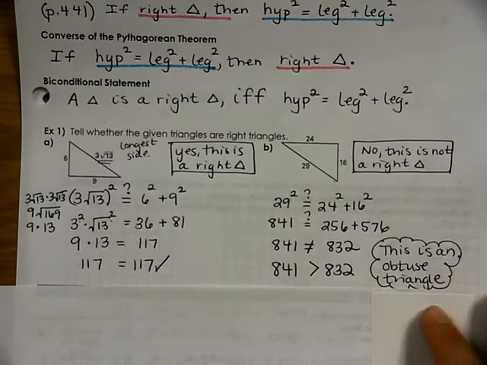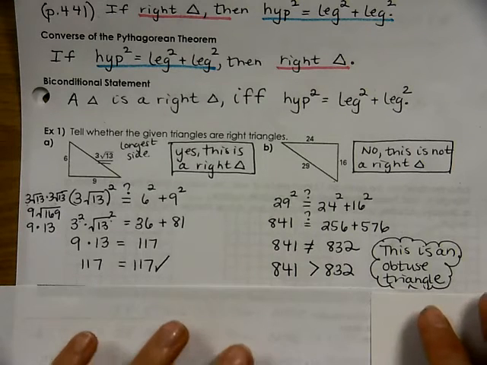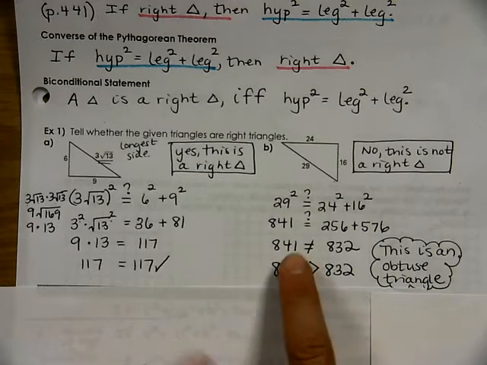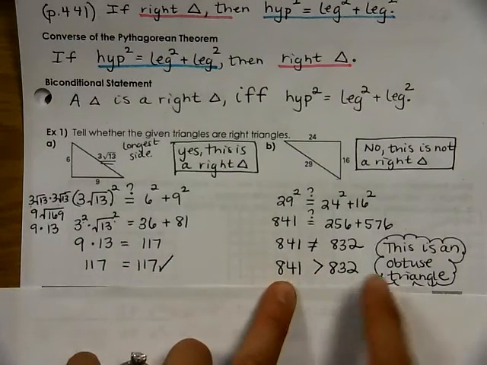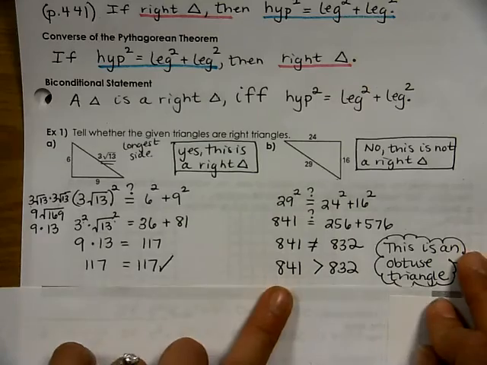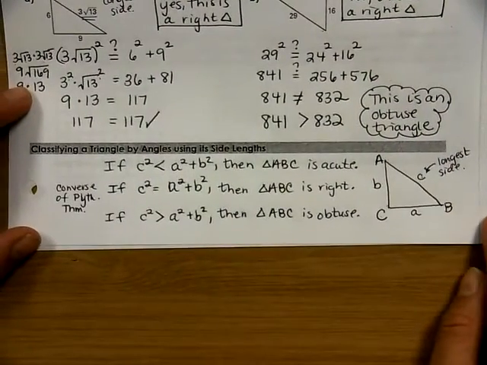We can actually use this now to determine whether any triangle is right, acute, or obtuse. So we know that if it's equal, then it's right. If it's greater than, it would be obtuse. And if it's less than, it would be an acute triangle. So let's take a look and put that in words.